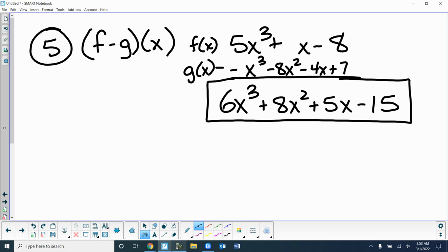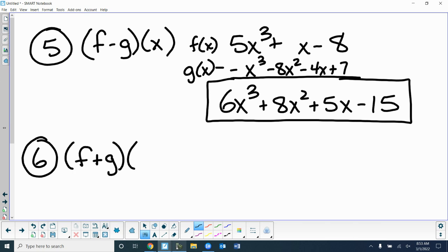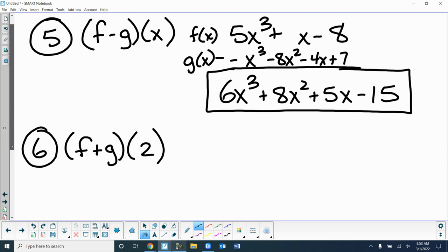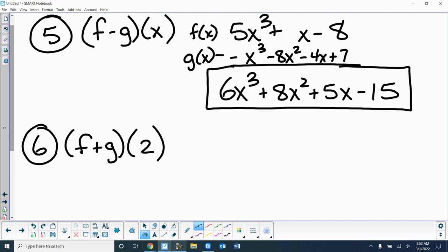Question. All right. Number 6 is the same two functions, but we're supposed to add them. All right. So we've got the same f and the same g, but we're supposed to add them and then do what with our x's? Make them 2's, right? And then find out the answer. Okay? So, adding these, I'll just do it the same way. I'll put them on top of each other.